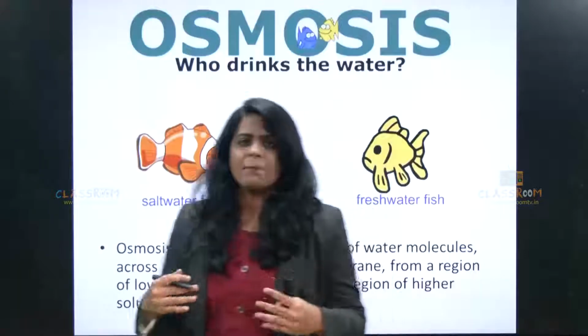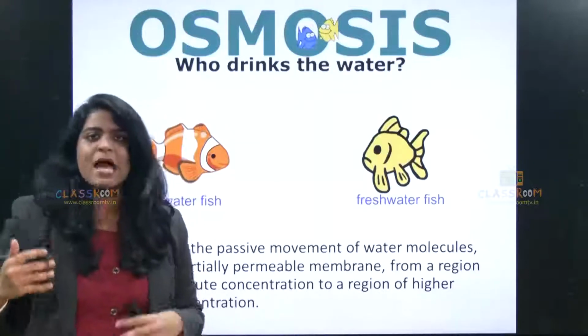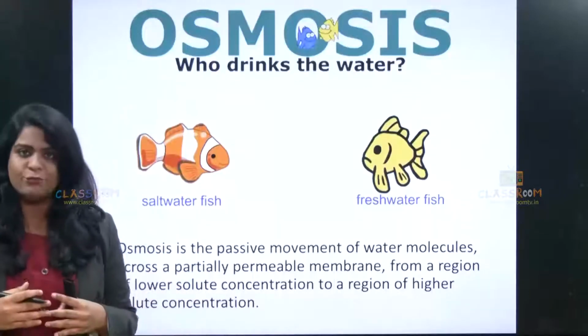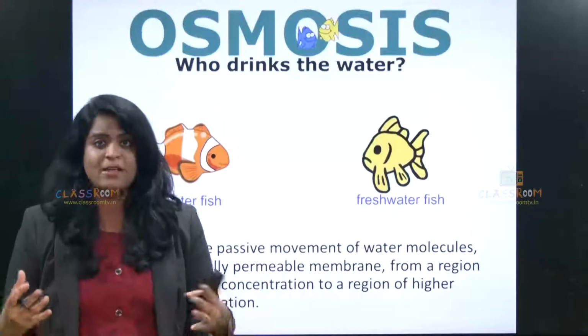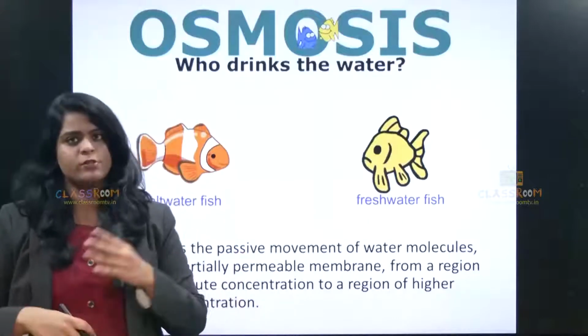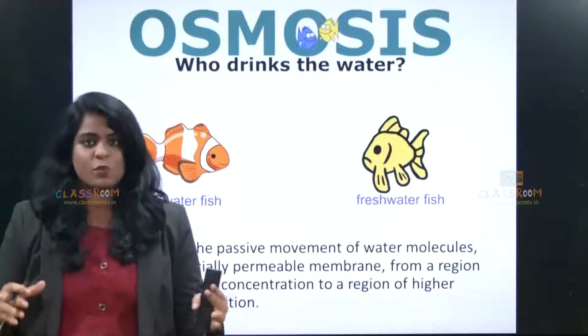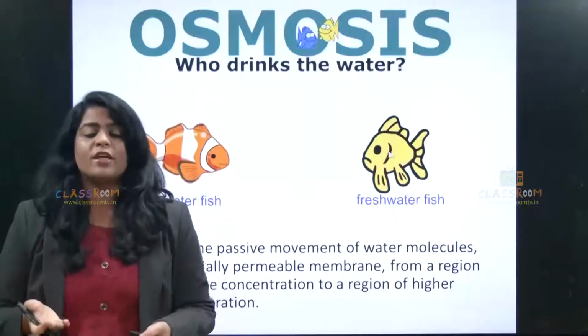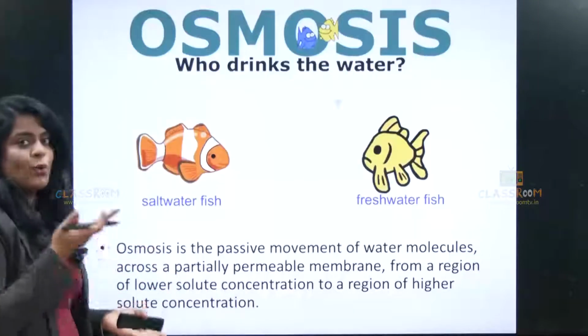Now what is meant by partially permeable? It means it allows movement of a few molecules and does not allow movement of others. That is what is meant by permeable. And partially permeable means it only permits a few of the molecules to go in and out. So we are clear with osmosis, right? Osmosis means movement of molecules from a region of lower solute to higher solute.